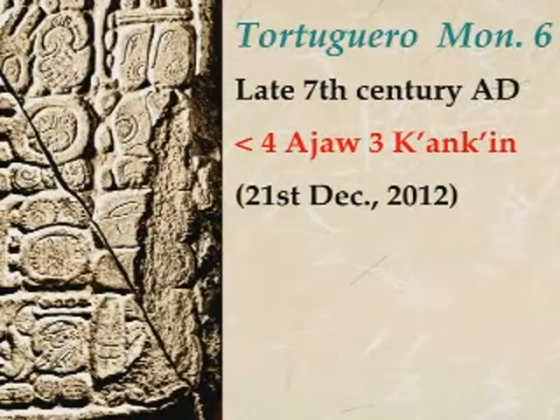Tortuguero Monument 6 is the text that I showed you. We looked at it here. There we go. This text, until this summer, was the only Maya inscription that mentioned the far future. And by the way, what it says, we have 4 Ahau 3 Kankin. That's the date, December something, 2012. It will happen, is this glyph, and then it's broken.